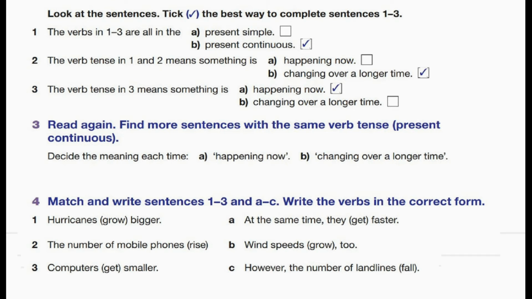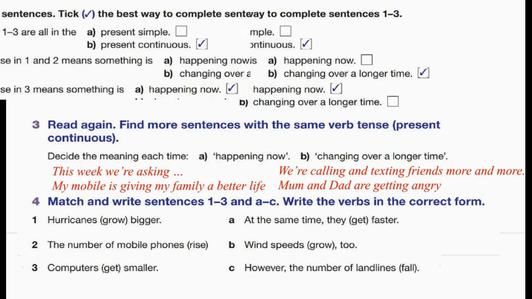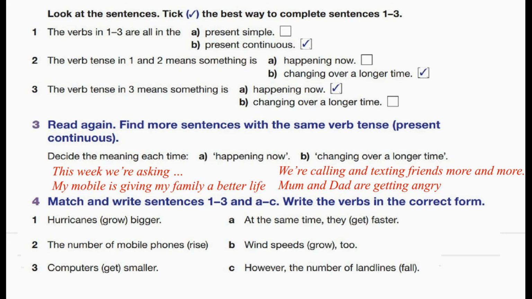Decide the meaning each time. A. Happening now. B. Changing over a longer time. This week we're asking. We're calling and texting friends more and more. My mobile is giving my family a better life. Mum and Dad are getting angry. Match and write sentences 1 to 3 and A to C.